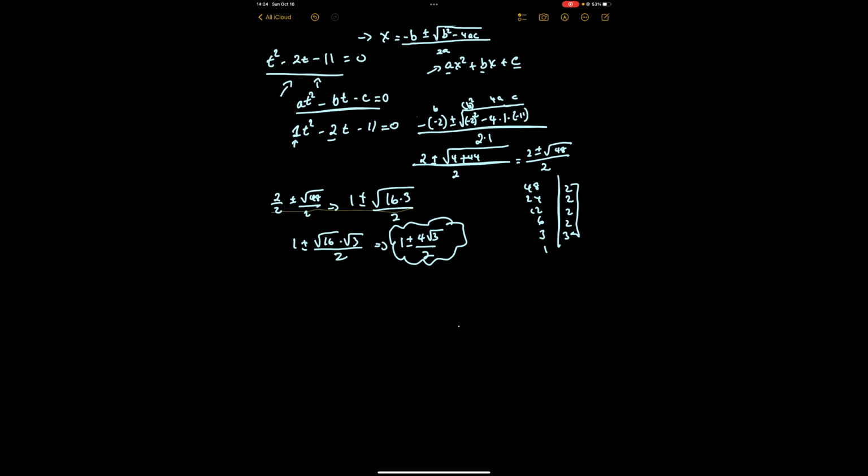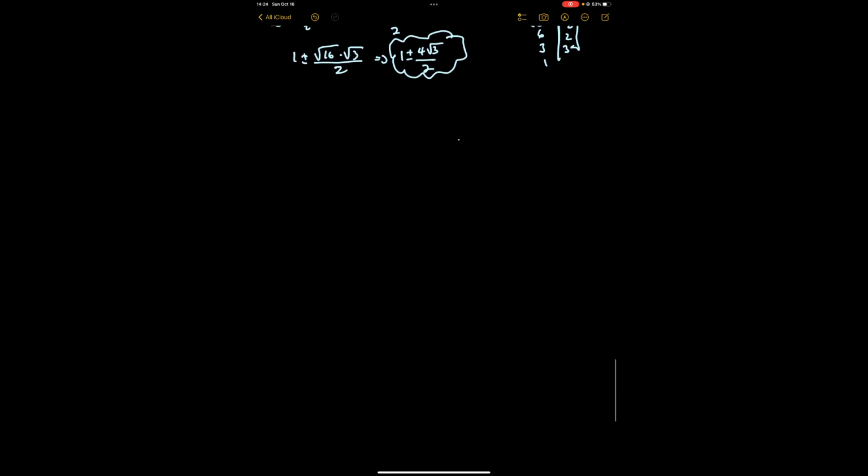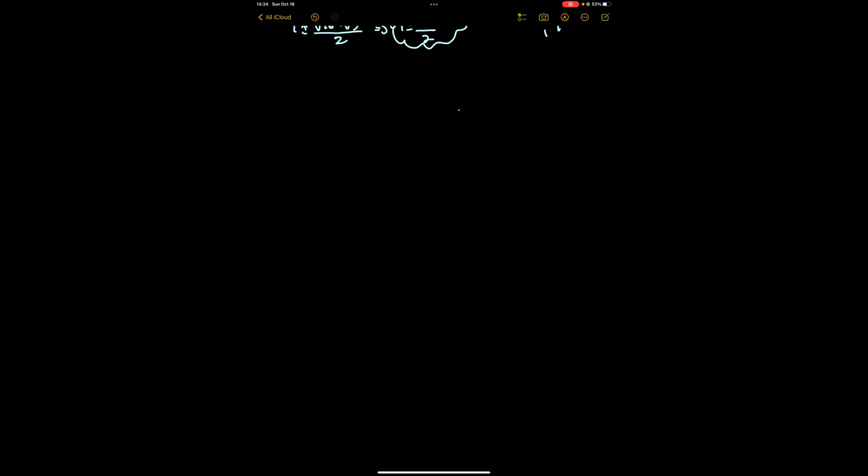Let's do another example. Let's do a second example. In this one, I'm not going to do that many because it is very much straightforward. So let's say we have 4t squared minus 6t plus 9 equal to 0. And we're going to use the formula, which is negative b plus or minus the square root of b squared minus 4ac all over 2a.